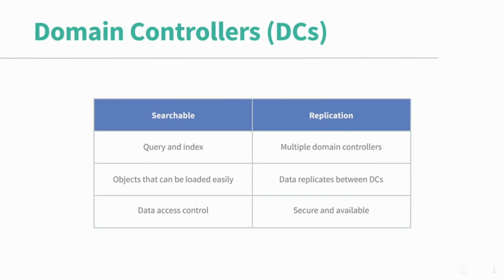Domain controllers contain query and index mechanisms so that objects and their properties can be published and found by network users or applications. If a user wants to find and add a printer, they can do so when it's published to Active Directory. They can then add that printer if permissions allow. If another user wants to open a shared folder on a server, Active Directory will search the access control list of allowed users and groups to determine if they have the rights to use that data.